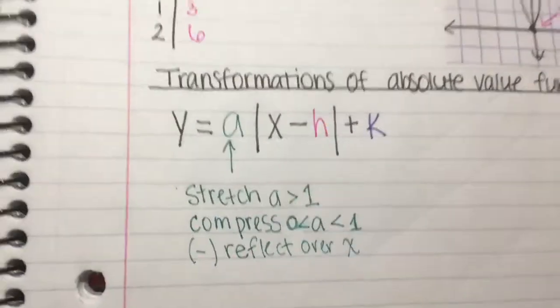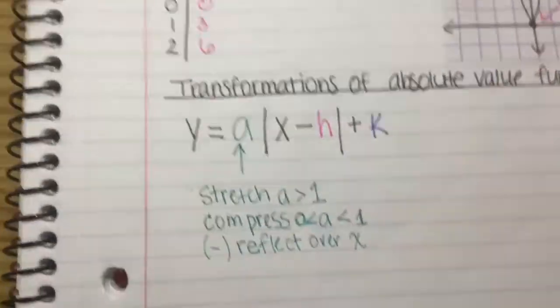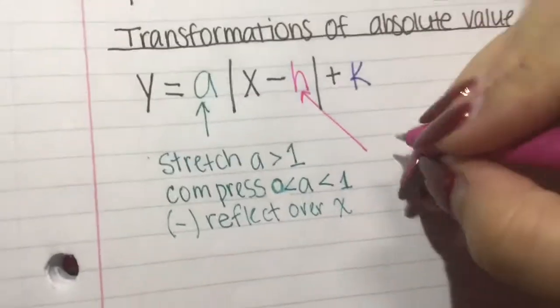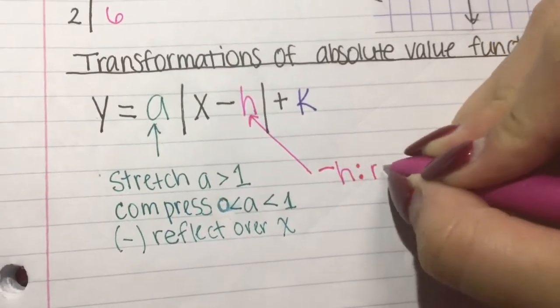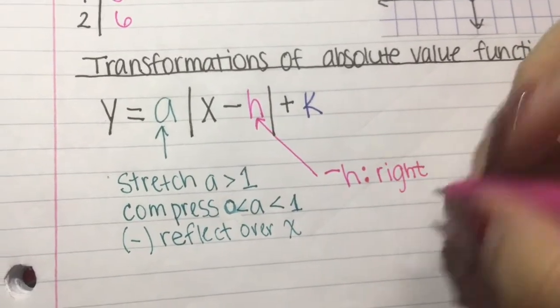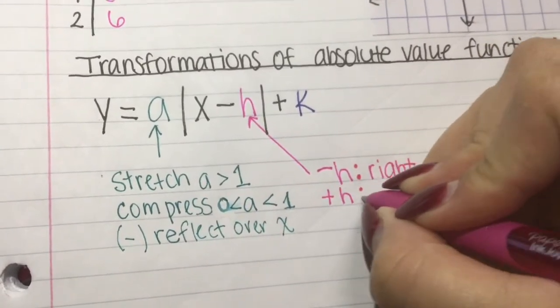The H value can shift your graph left or right, depending on the sign in front of the number. If you have a negative H value, your graph will shift to the right. If you have a positive H value, your graph will shift to the left.